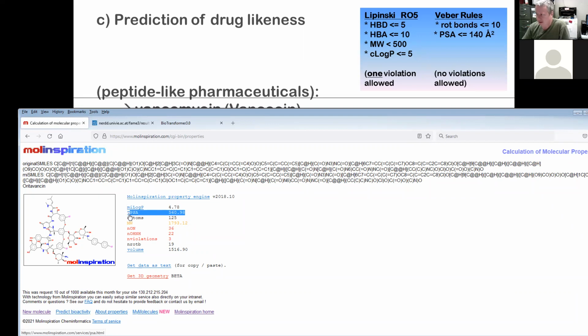TPSA is also out the roof, much greater than 140. Atom count, molecular weight is huge. Hydrogen bond acceptors 36 versus 10. Donors 22 versus 5. 3 violations of Lipinski. Rotatable bonds 19. So definitely in violation of both those things. So yes, this is consistent with what we'd expect. All right, good.